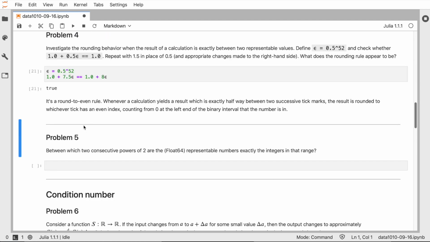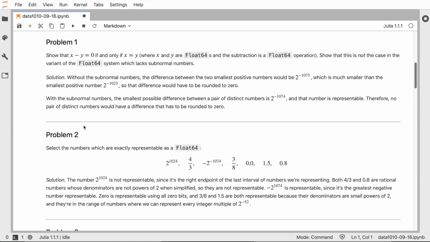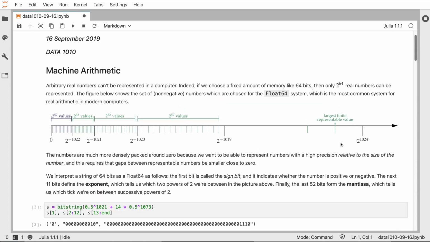In this problem, we'll think about how the Float64 spacing trades off against a very large range of integers that are represented. So if you look back at this picture, you can see that this last interval has a width of 2 to the 1023. So if we subtract 2 to the 1024 minus 2 to the 1023, we get 2 to the 1023. So that's the width here. And we're only splitting that last interval up into 2 to the 52 pieces. So that means each one of these pieces is going to be an enormous number, 2 to the 971.